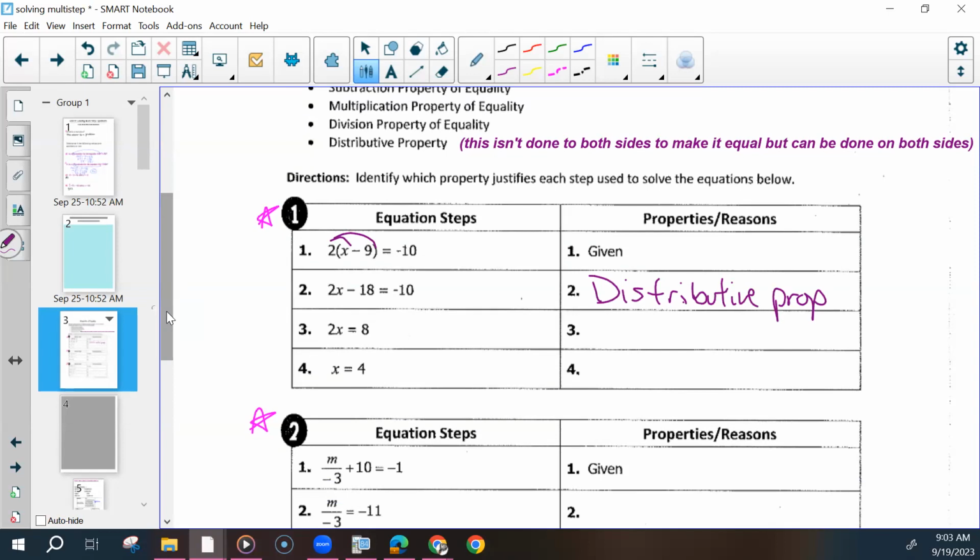So in this case, when you look to see what did they do, what changed, you see that the 18 is gone, and now this is a positive, so they would have had to add 18, and we'll talk about why here in a moment. So this would be your addition property of equality. I'm just going to put that. I don't have to write all of those words. And then from step 3 to step 4. So division property of equality. Or divided.